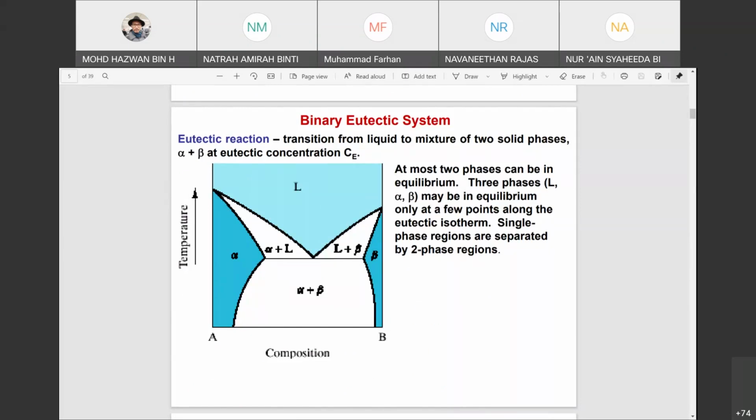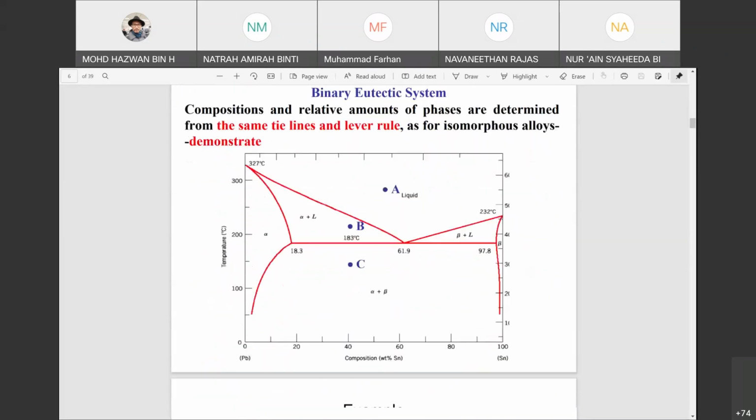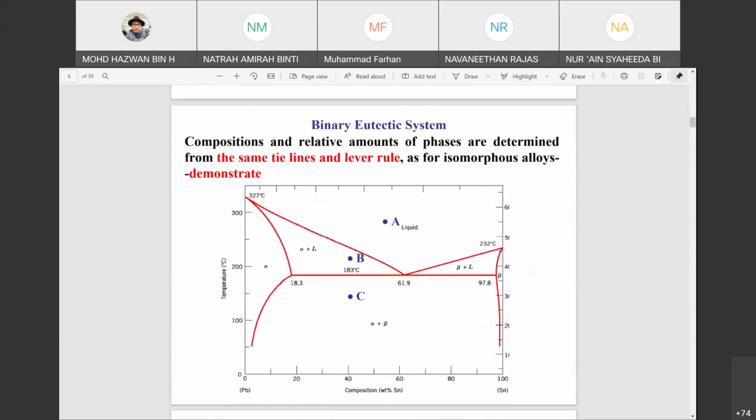In the same case, you just drag the line, and when it intersects with the solidus line, you get C alpha. If you drag the line to the liquidus line, you get the composition of liquid. So this is what I've told you. If you look at these three points, A, B, and C, you know that point A exists as liquid. So you only have one phase, and the composition of A is basically the same as the initial composition.